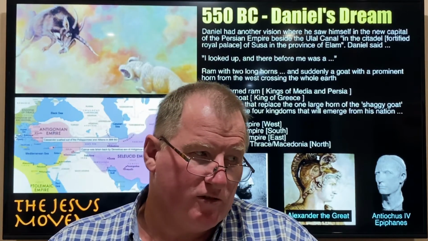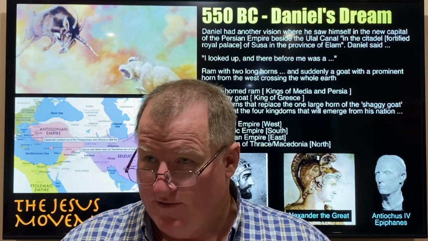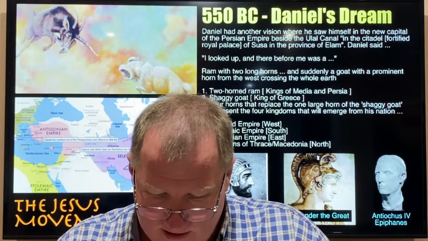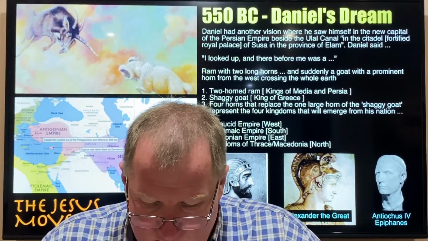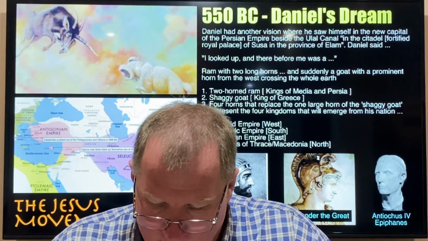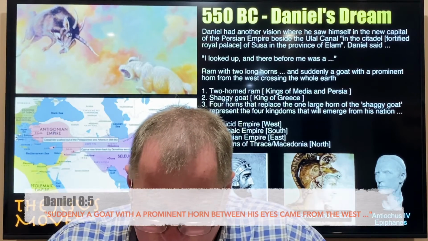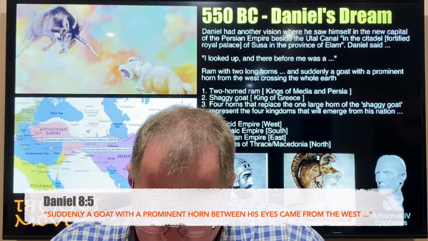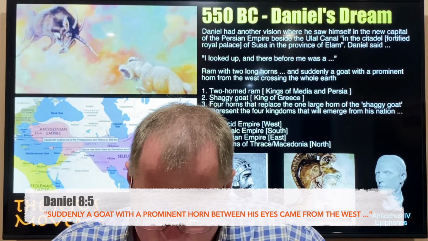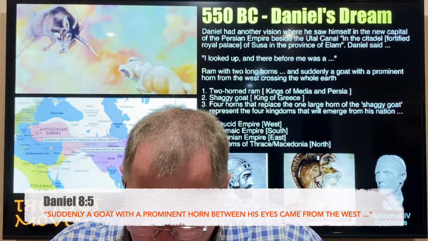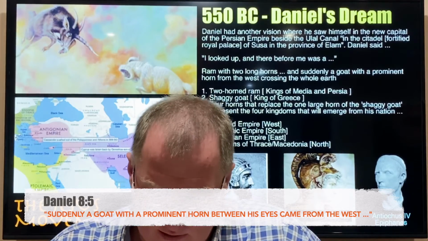And so we seem to be on another prophecy, and we switched to yet another animal, haven't we? So this is why it can be a bit bewildering. But as is with his vision 3 years earlier, Daniel thought about what it meant. And in Daniel chapter 8 verse 5 it says, when suddenly a goat with a prominent horn between his eyes came from the west, crossing the whole earth without touching the ground.